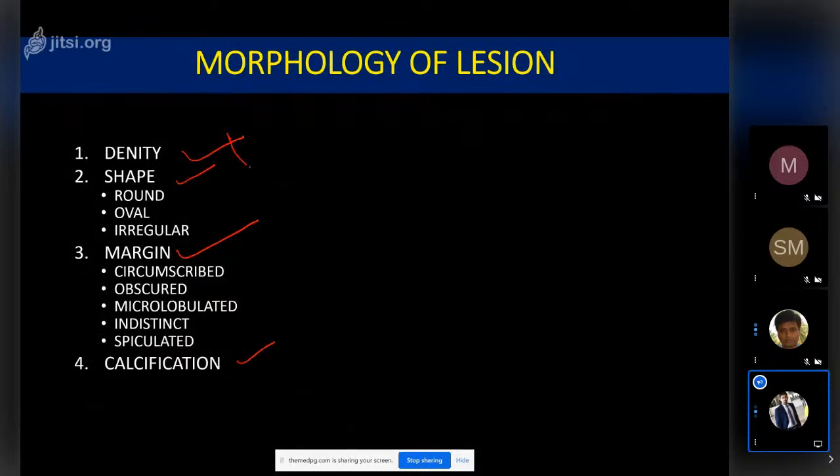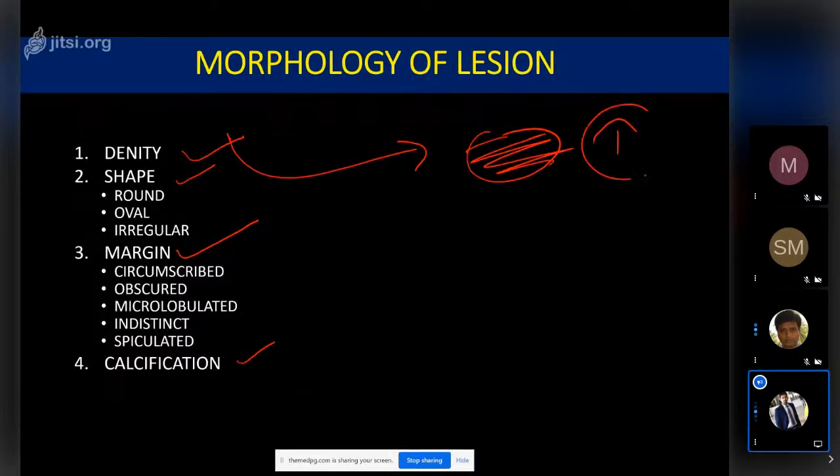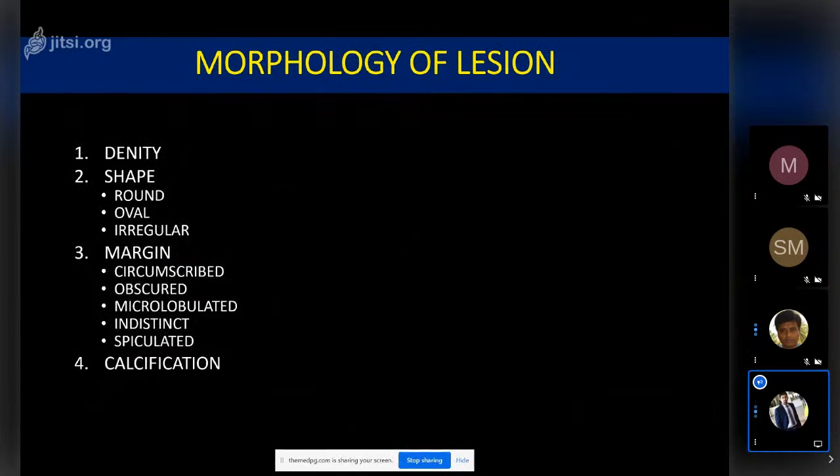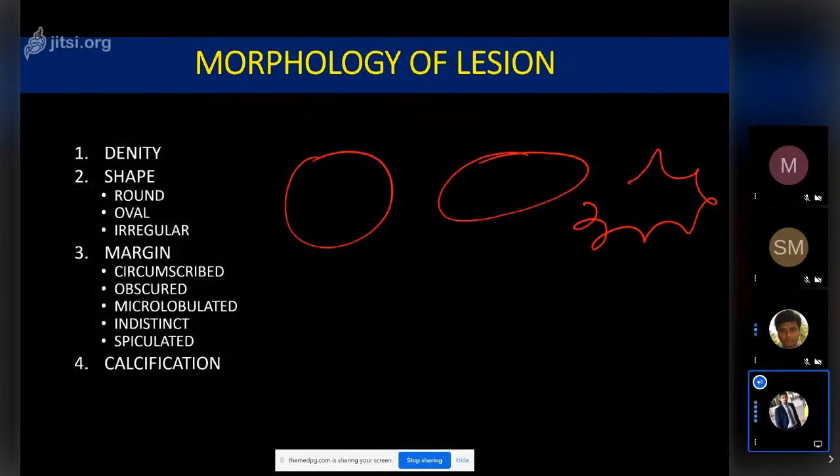Now again, when it comes to density, if it is hyperdense, it is more towards a malignancy. When it is hypodense, it is more towards a benign lesion. So hyperdense is more towards malignancy, hypodense more towards benign. The shape: if it is round, more towards benign; oval, slightly more towards benign; but if it is an irregular border, it's more towards malignancy. So if it is hypodense, it is benign. The shape, if it is round, it is benign.